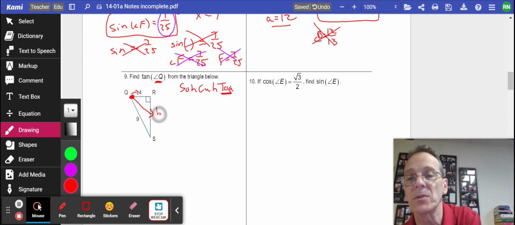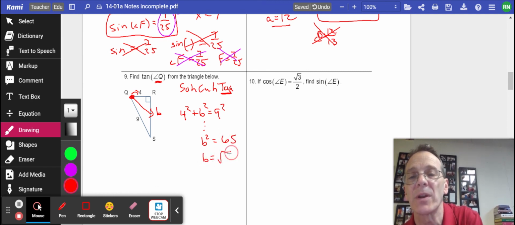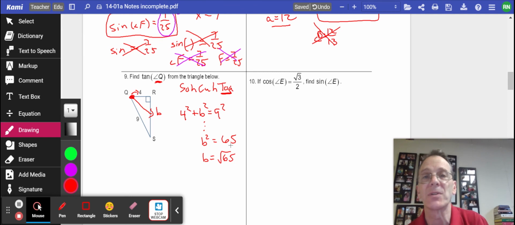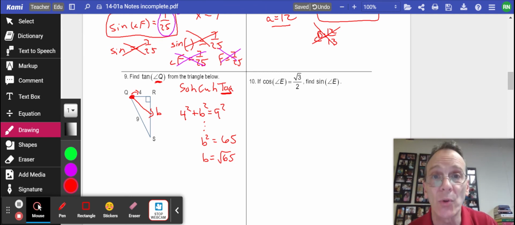So I'm going to have to use a little Pythagorean theorem here again. 4 squared plus b squared is equal to 9 squared. B squared is equal to 65. And so b is equal to the square root of 65, which cannot be simplified. Don't turn it into a decimal.